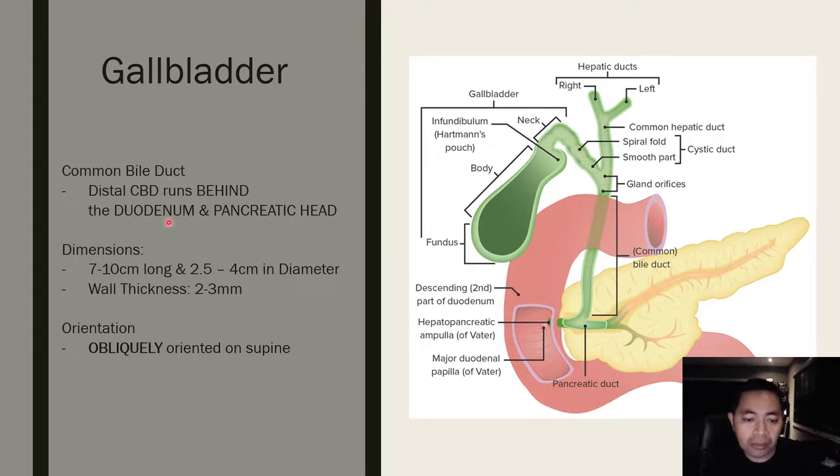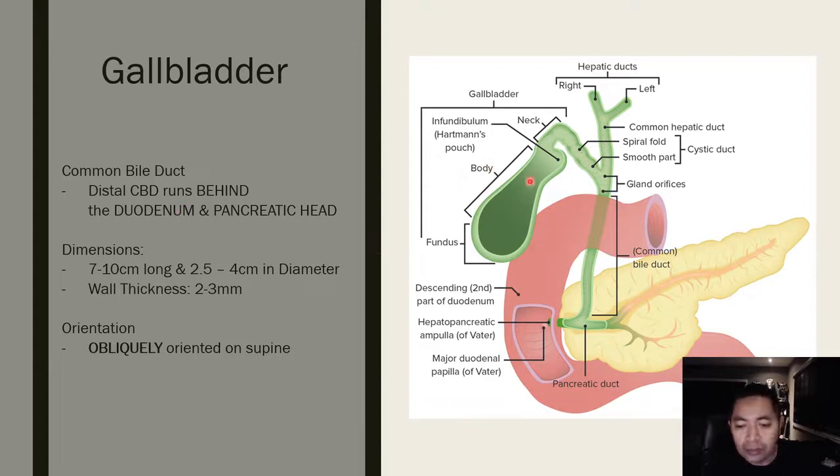The gallbladder's size and dimensions can be quite variable, but generally 7 to 10 centimeters long, with a diameter of 2.5 to 4 centimeters in the normal individual. Wall thickness normally is 2.2 to 3 millimeters. Anything greater would be considered thickened and could indicate gallbladder edema from inflammation or ascites. Typically, the gallbladder would contain around 50 cc of bile.